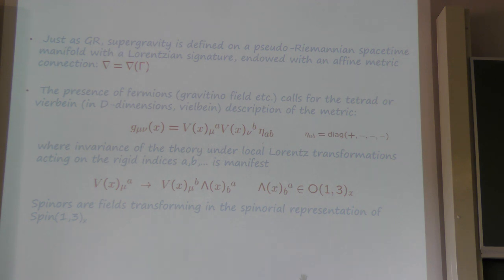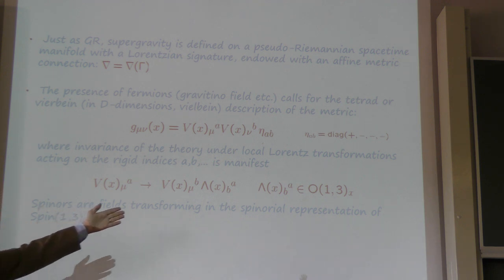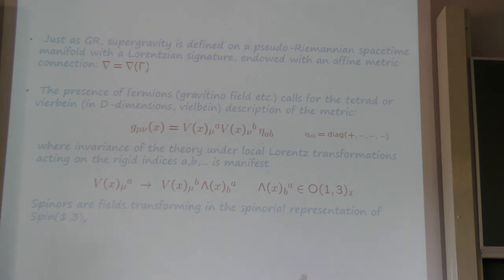That's why local space-time translations are not properly gauge transformations. They are local invariances, but they should not be regarded as proper gauge transformations. These are proper gauge transformations. The dependence on the parameters of this group is totally unphysical. Now, how are spinor fields defined on spacetime?